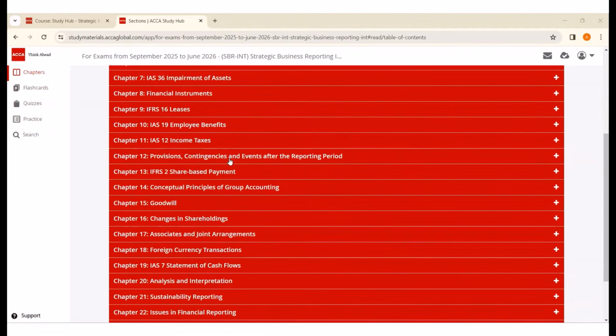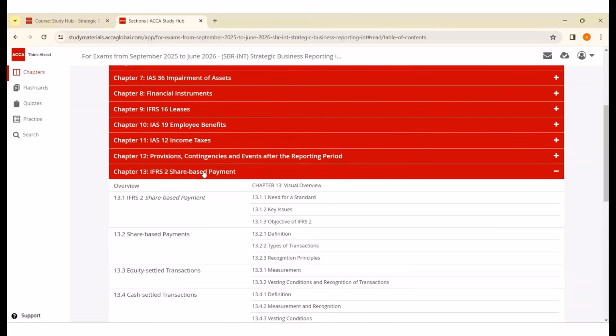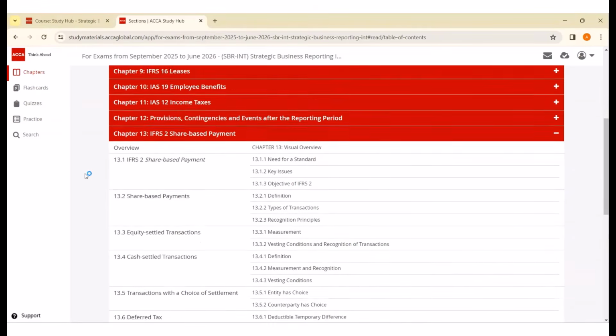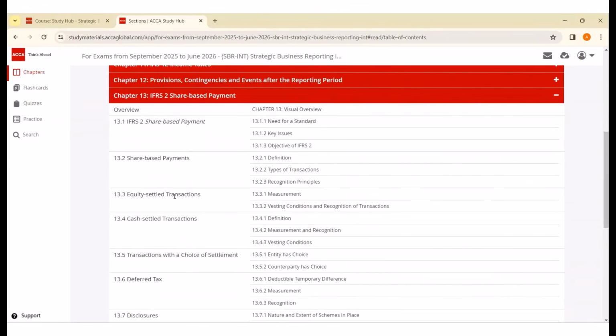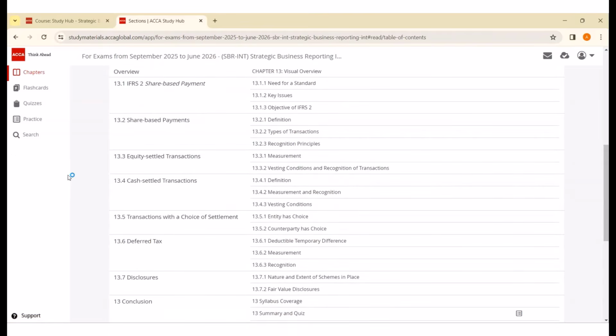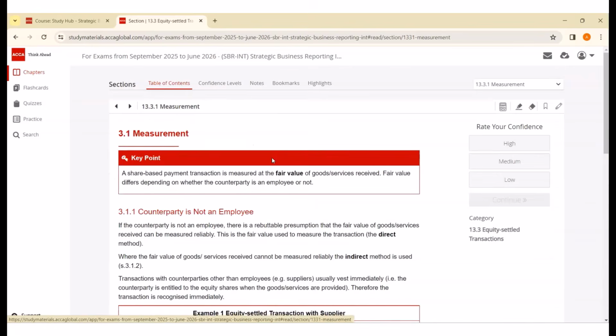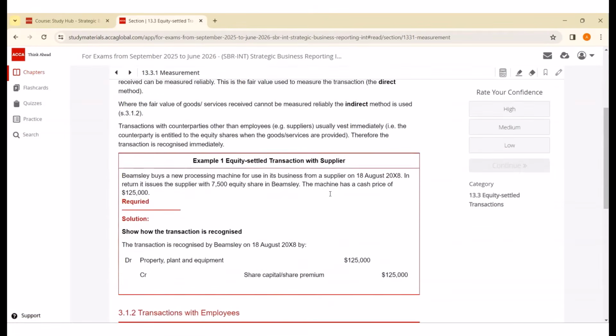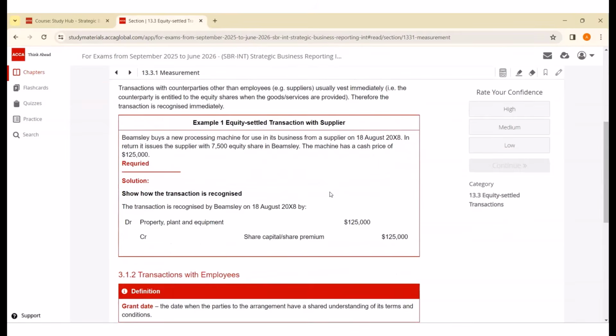In here, when we go to chapter number 13, it is dealing with IFRS 2 share-based payment. All of the details from the overall objective to definitions to the measurement criteria, everything is covered comprehensively over here with short examples. I'm going to focus on the measurement part, starting off with the equity settled transactions and their measurement criteria. First of all, it talks about the theory of how recognition is going to be done, as we have already covered it.